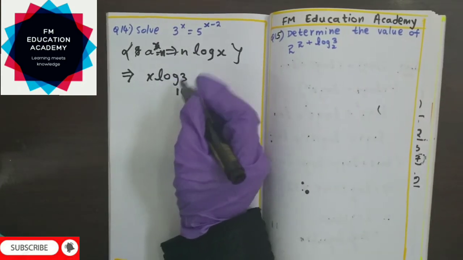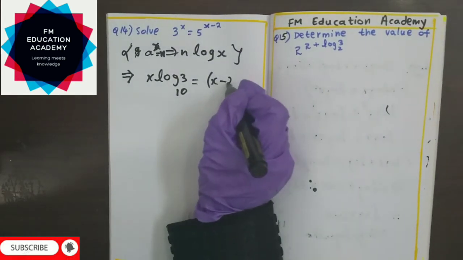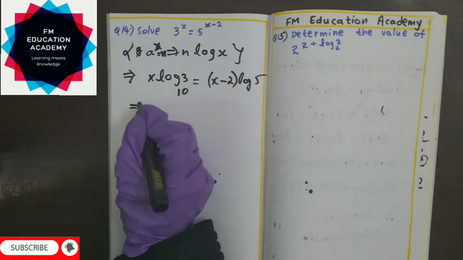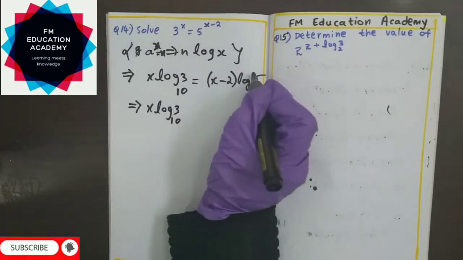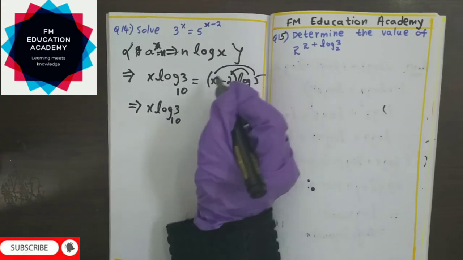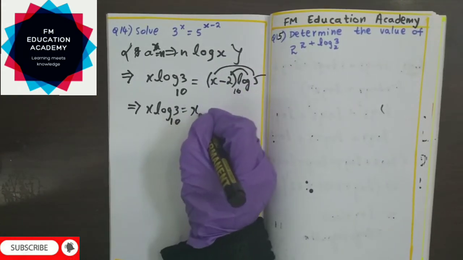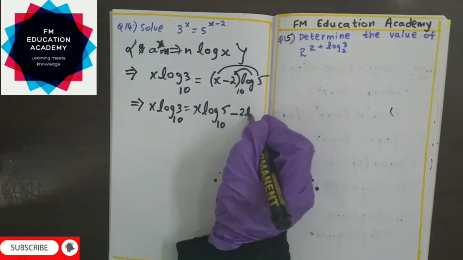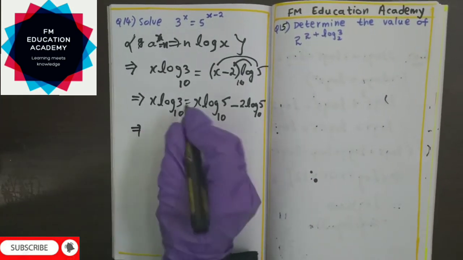So n log x to the base a is equal to, again, n is x minus 2 here, n log x 5. So this implies x log 3 to the base 10. Now open this log 5 in the bracket. Log 5 into x is x log 5 to the base 10. Then here I have minus 2 into log 5 to the base 10, which is minus 2 log 5 to the base 10.